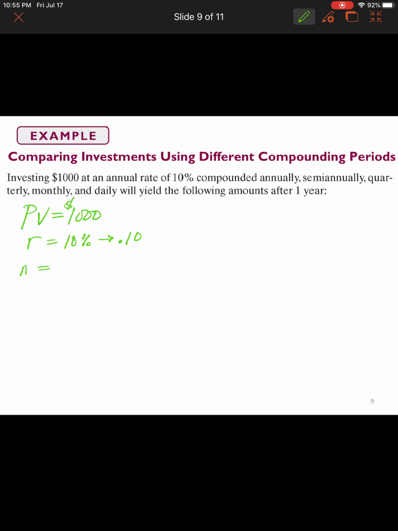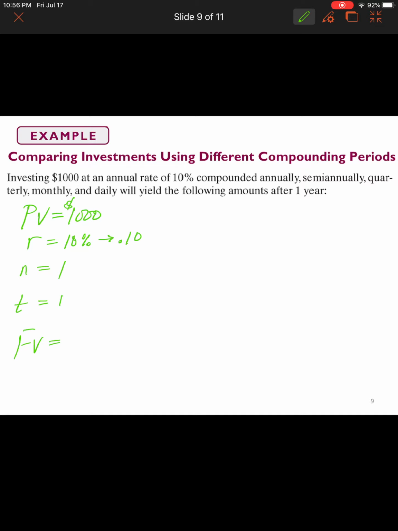It first says it wants us to hit every mark. I'm only going to do this one time. I'm not going through every mark. N equals annually, that would mean N equals 1. And for the number of years, it said after 1 year, T equals 1. The only thing that's missing is the future value.